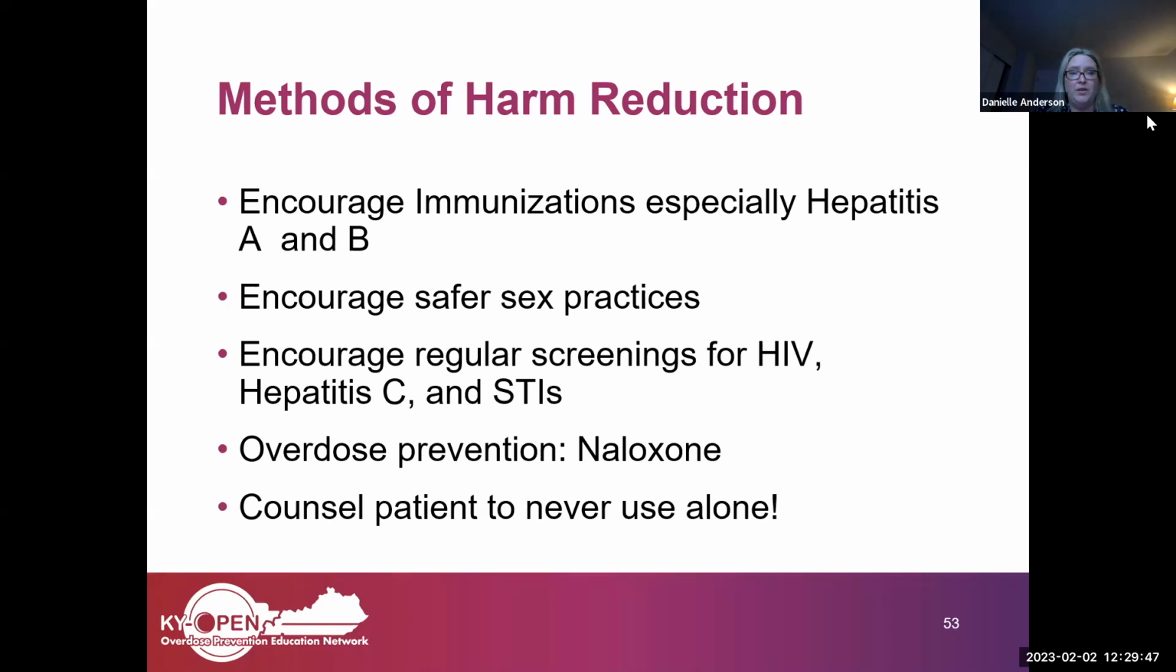And then one of the most important things we can tell people is counsel the patient never to use alone, so that there's someone who can call for help.